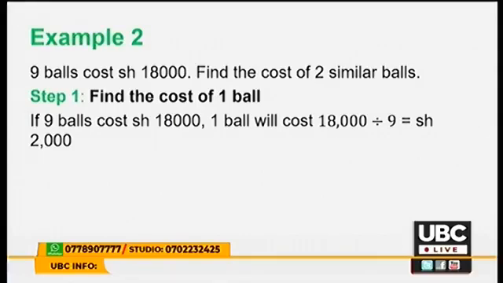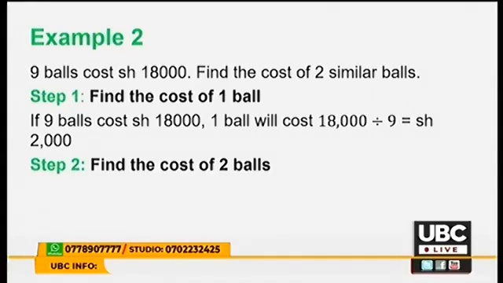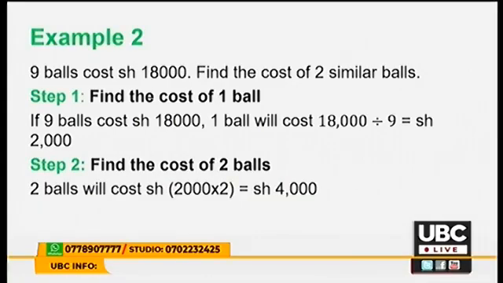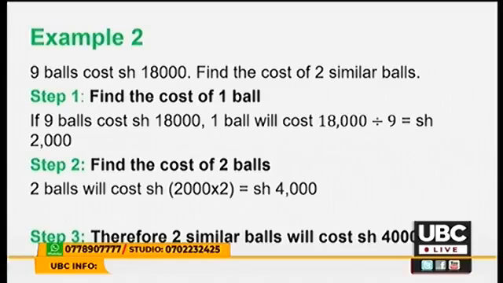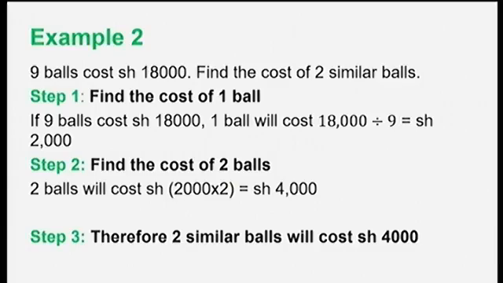Using the knowledge of division, when you divide 18,000 by 9, you get 2,000 shillings. But the question says, find the cost of 2 similar balls. So you find the cost by multiplying the cost of 1 ball by 2, which is 2,000 shillings times 2, to get 4,000 shillings. And the last step will be our conclusion. Therefore, 2 similar balls will cost 4,000 shillings.